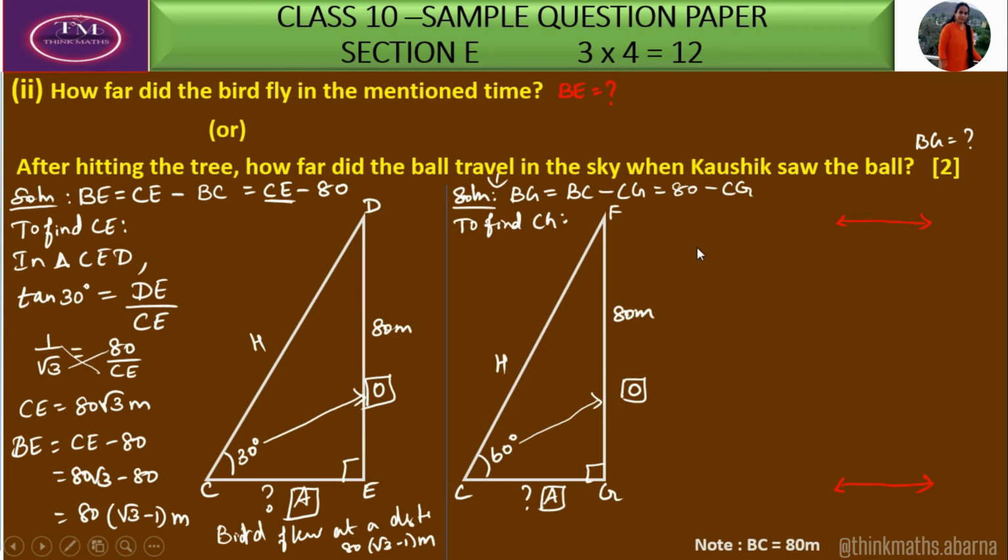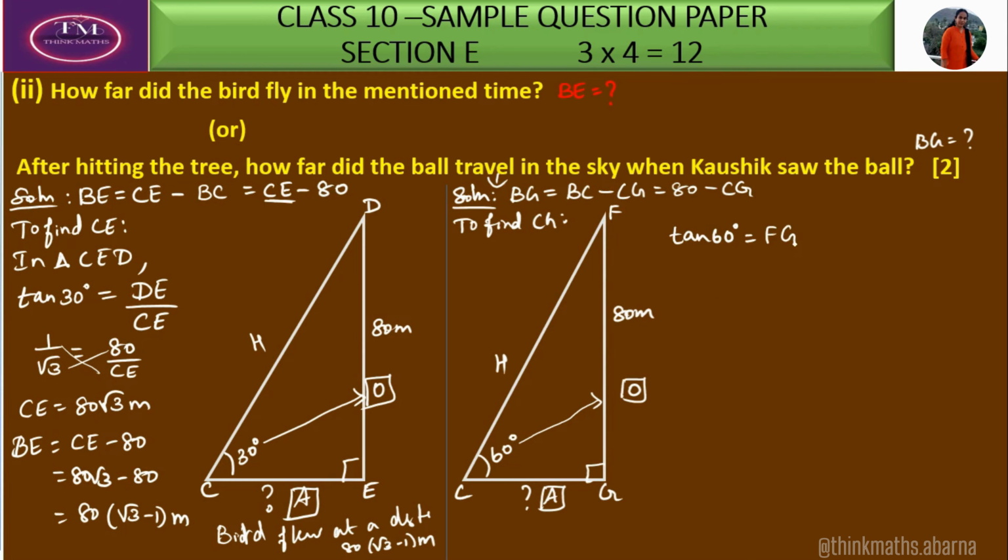Okay, so let me write here. So tan 60 degree will be equal to opposite side over adjacent side. Opposite side is FG and the adjacent side is CG. What is tan 60 degree? Tan 60 degree is root 3. So root 3 equal to 80 over CG, which we have to find out. Just cross multiply. So root 3 CG will be equal to 1 into 80, 80. So CG will be equal to 80 over root 3. Root 3 is in product, so it will come to division. So CG is equal to 80 divided by root 3.